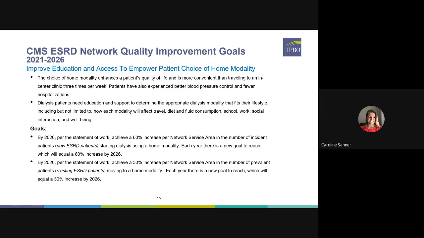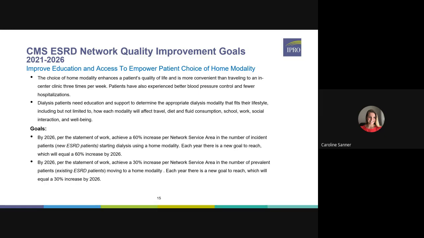So first we're going to cover home modality under the ESRD network quality improvement goals. The choice of home modality enhances the patient's quality of life and is more convenient than traveling to an in-center clinic 3 times a week. Patients have also experienced better blood pressure control and fewer hospitalizations, also known as better quality of life. Dialysis patients need education and support to determine the appropriate dialysis modality that fits their lifestyle, including but not limited to how each modality affects travel, diet, and fluid consumption, school, work, social interaction, and overall well-being.